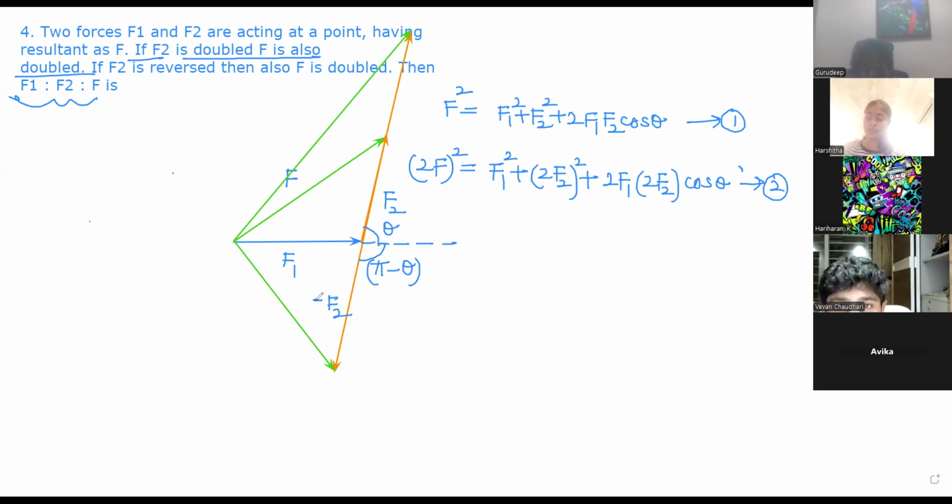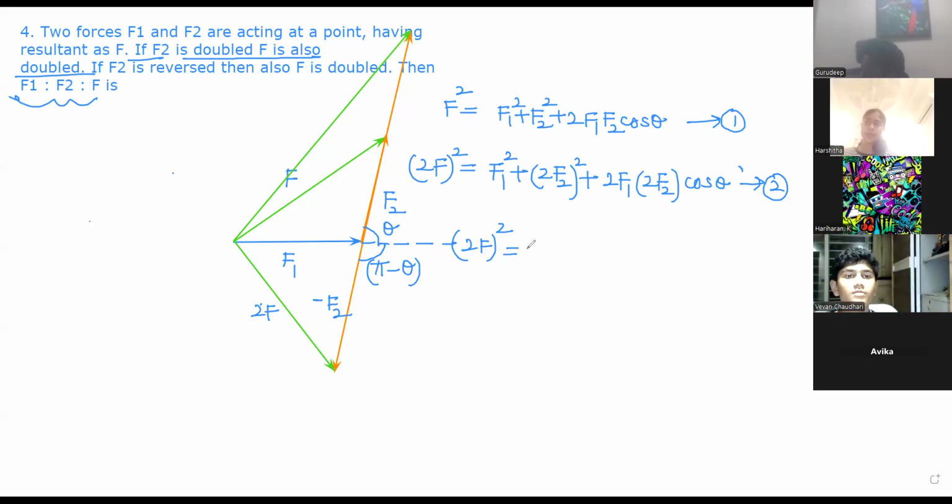So now pay attention. Again, this is 2f, right? It doubled. The resultant is doubled. So 2f whole square, in this case, I am writing the third equation. All of you pay attention. Don't write. Vivan Chaudhary, look at the screen.